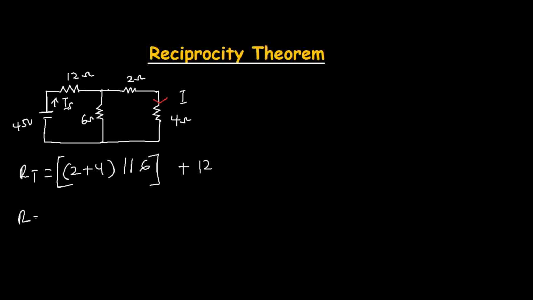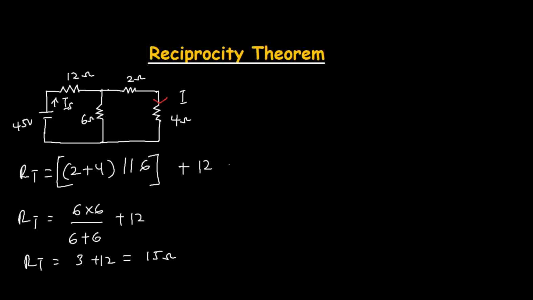So you have RT equal to 6 times 6. This 2 plus this 4 gives me 6, and then it will be in parallel with this 6 ohms. That was 6 times 6 divided by 6 plus 6, plus 12. So we have RT equal to 6 times 6 divided by 12. That gives me 3. So I have 3 plus 12, that gives me 15 ohms. That is the total resistance for this circuit.